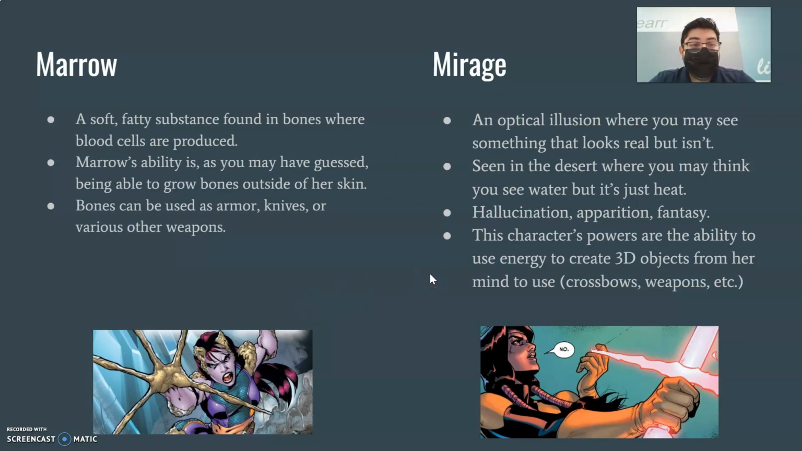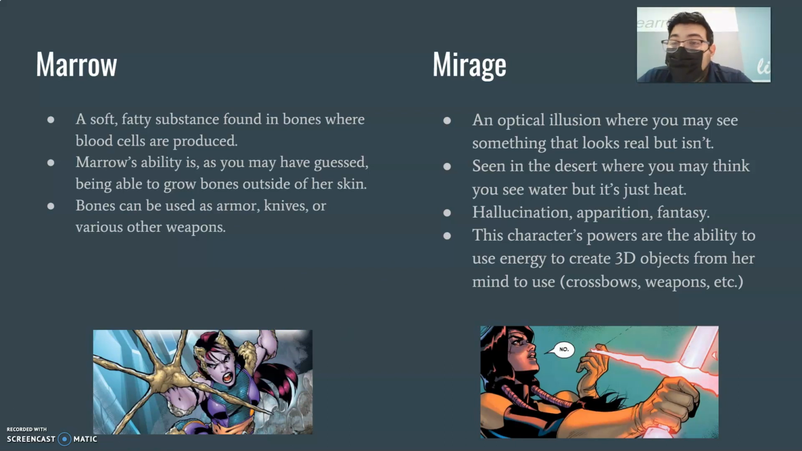Marrow is a soft, fatty substance found in bones where blood cells are produced, and it has to do with bones. And so you might have guessed it, Marrow uses bones as her ability. She can grow her bones outside of her skin and use them as weapons, armor, knives, whatever she wants to do with the bones. As you can see in this picture, she's got her hand made out of bone. That's her superpower, right?